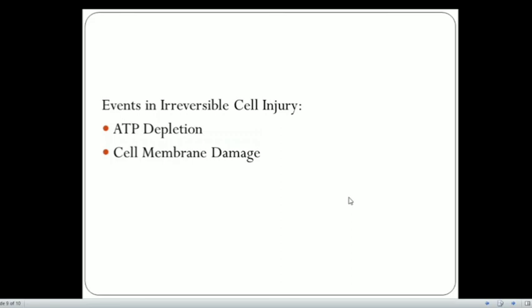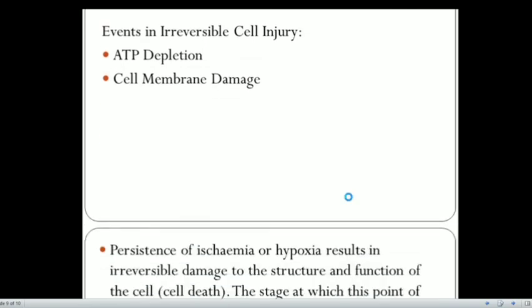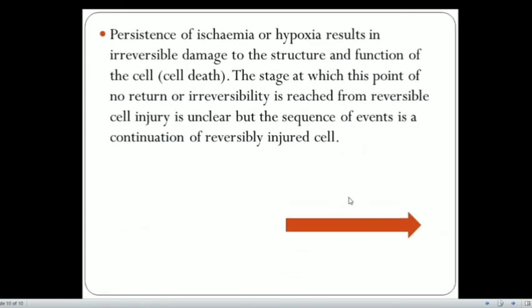Cell membrane damage and the persistence of ischemia or hypoxia result in irreversible damage to the structure and function of the cell, leading to cell death. The stage at which this point of no return is reached, from reversible to irreversible cell injury, is unclear, but the sequence of events is a continuation of the reversibly injured cell. So that's all about the pathogenesis in brief. Let's go into the summary of what we've discussed.